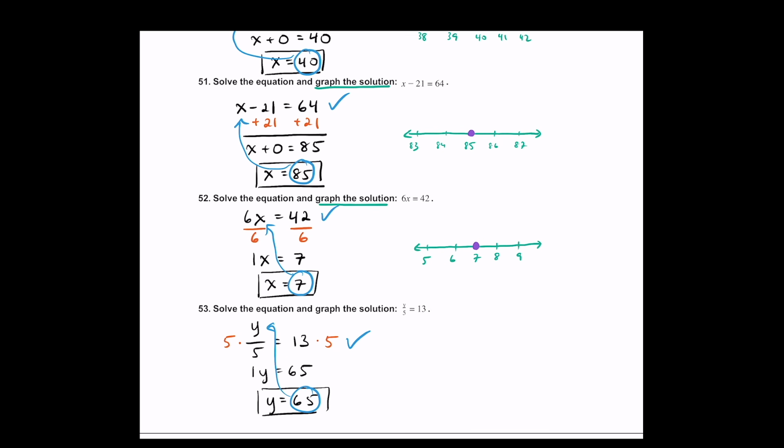Okay. Finally, let's graph the solution for number 53. So make a short number line again. Go ahead and put 65, 66, 67, 64, 63. 65 was the number that worked. Okay, that's as easy as that. That's the graph.